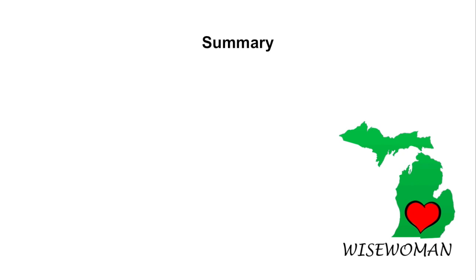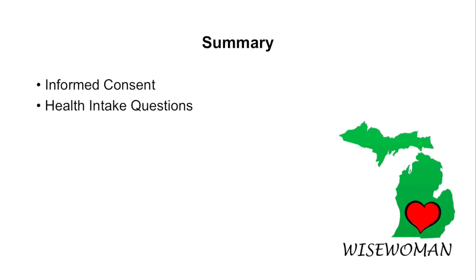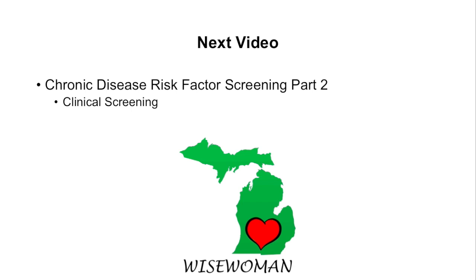But we did a couple of things here. Let's take a look at the summary. We looked at the informed consent and what were some of the important parts of that. We've looked at the health intake questions and how to review some of those. And in our next video, we'll be doing the part 2 of the chronic disease risk factor screening, and that will be the actual clinical screening.